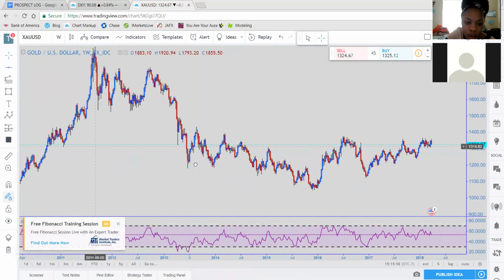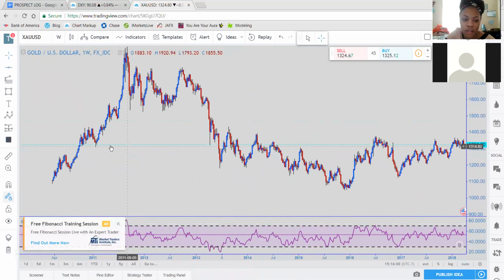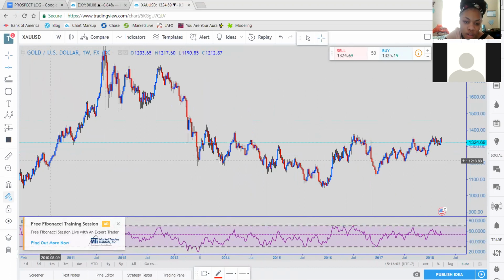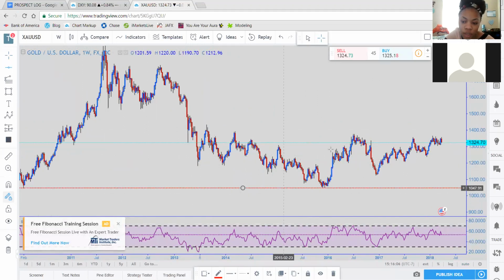So I'm just making my zones right now. That's what I start with, using the horizontal line. I'm just making weekly zones. So just give me a second.